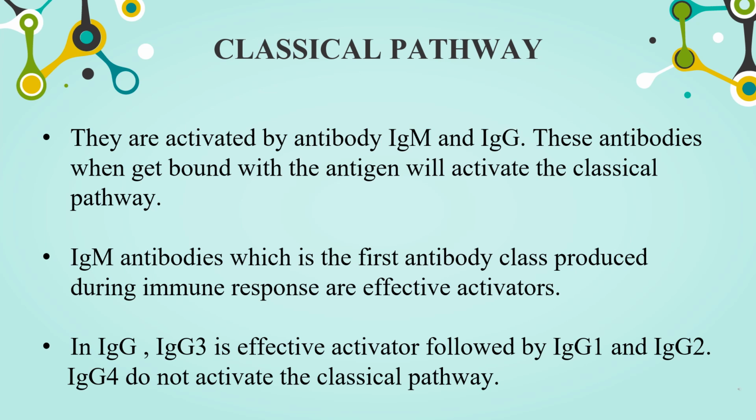IgM antibodies, which are the first antibody class produced during the immune response, are effective activators. In IgG, IgG3 is the most effective activator, followed by IgG1 and IgG2. IgG4 does not activate the classical pathway.